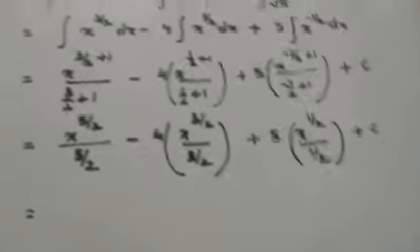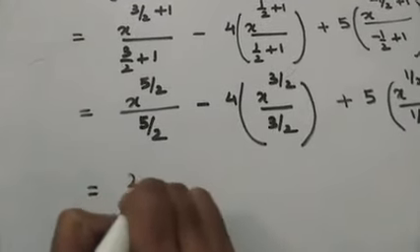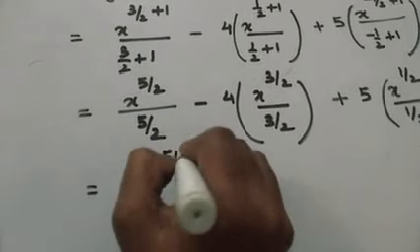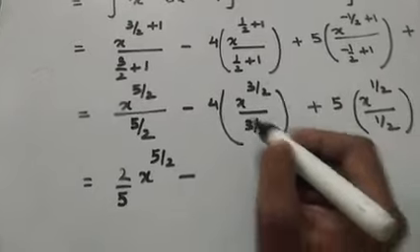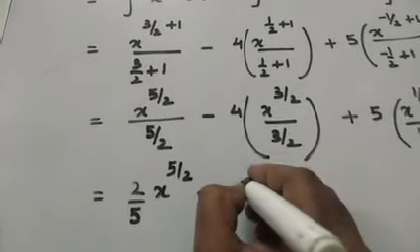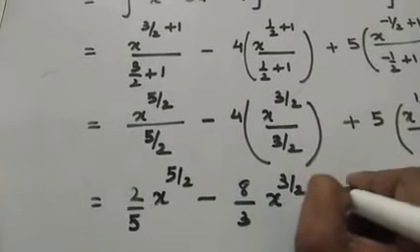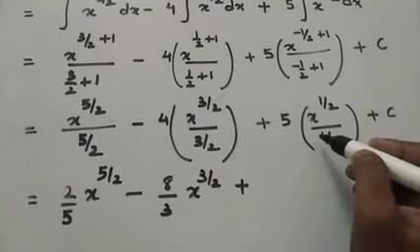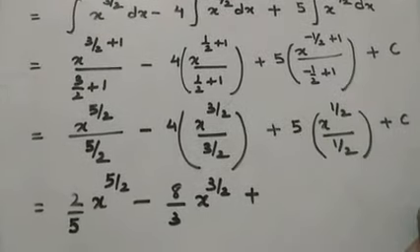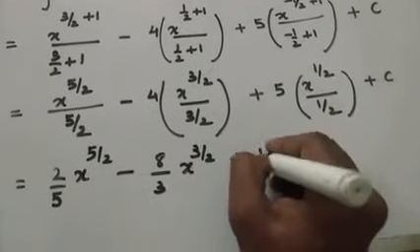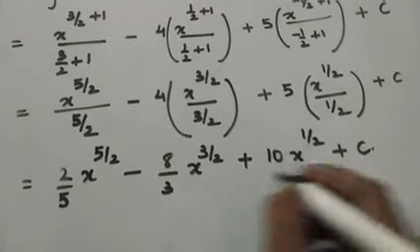So I will write that. It will be the reciprocal, that is 2 by 5 x to the power 5 by 2, minus, now this is the reciprocal, that means 2 by 3, and 4 into 2 is 8 by 3 x to the power 3 by 2. Half will become the reciprocal 2 by 1, which means 2, and 2 into 5 is 10 x to the power half, plus c.